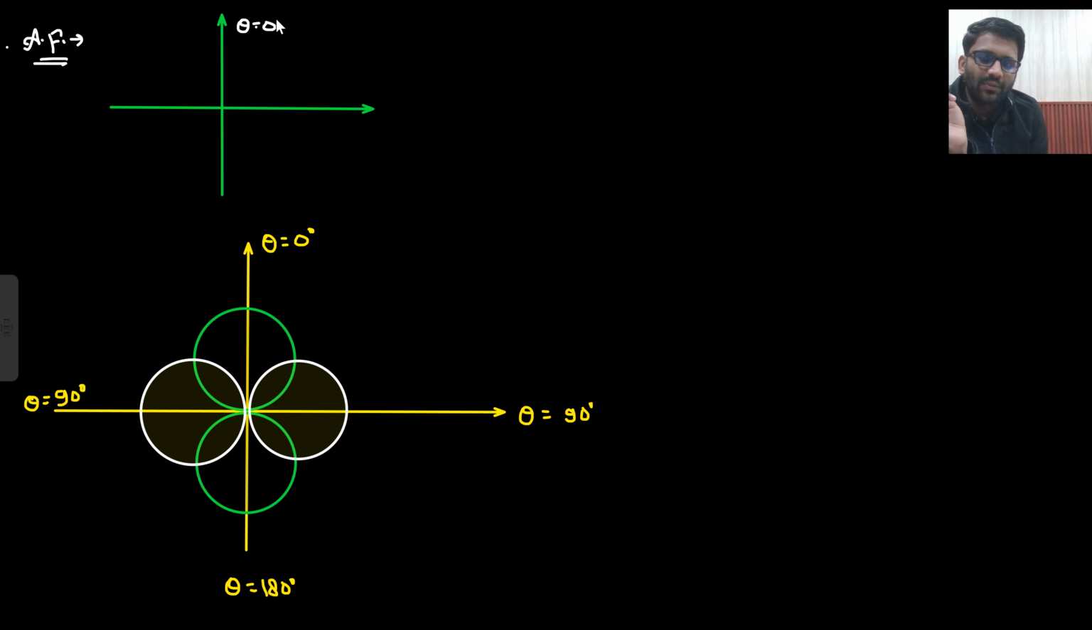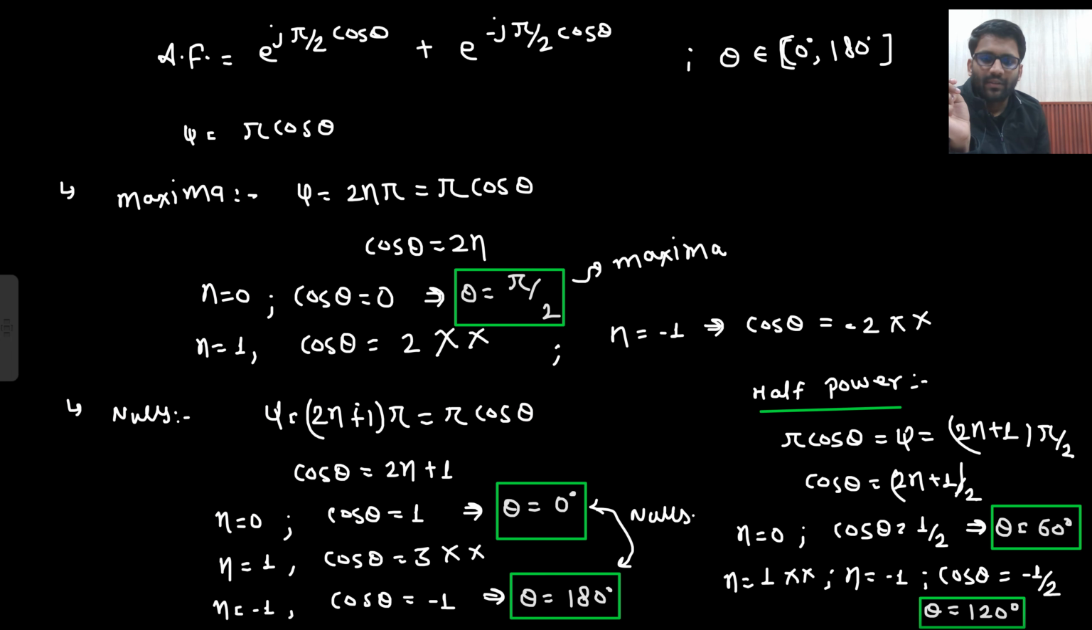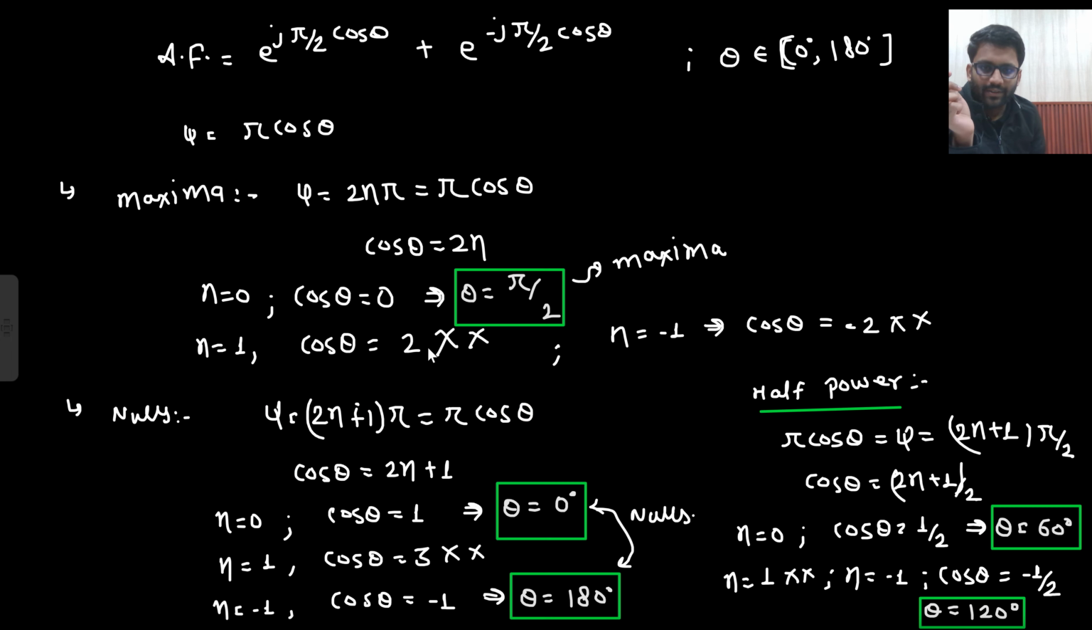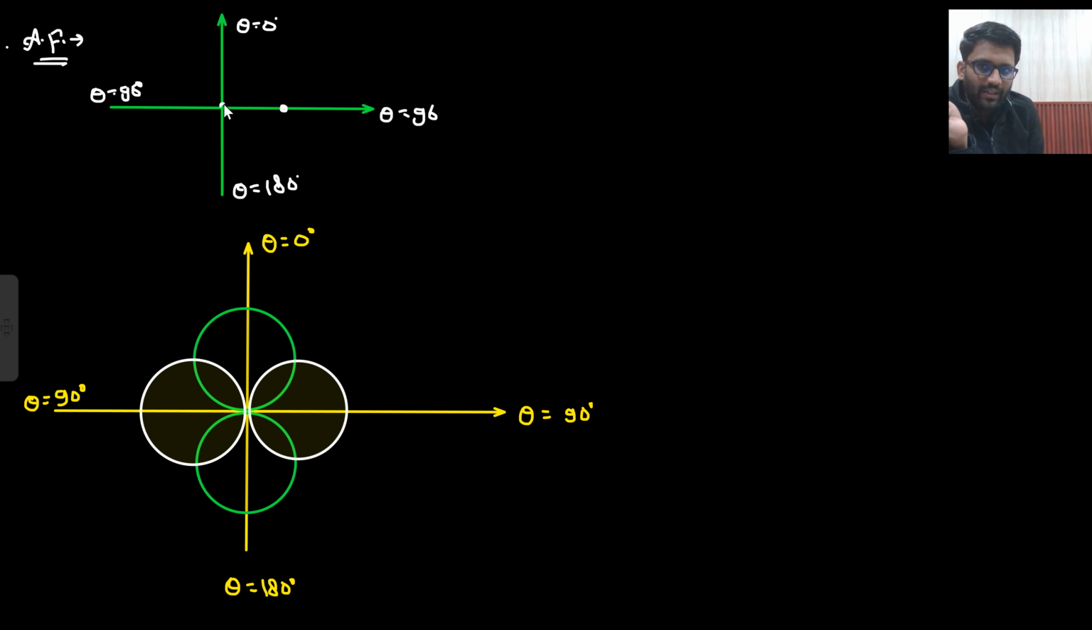So theta equals 0 degree. Theta equals 90 degree. Theta equals 180 degree. And this is also your theta equals 90 degree. So at 90 degree, you are having the maxima. So at 90 degree, magnitude is 1. At 0 degree and 180 degree, you are having minima. So this is the point of 0 degree, 0 you are having. This is the point of 180 degree, again 0 you are having.